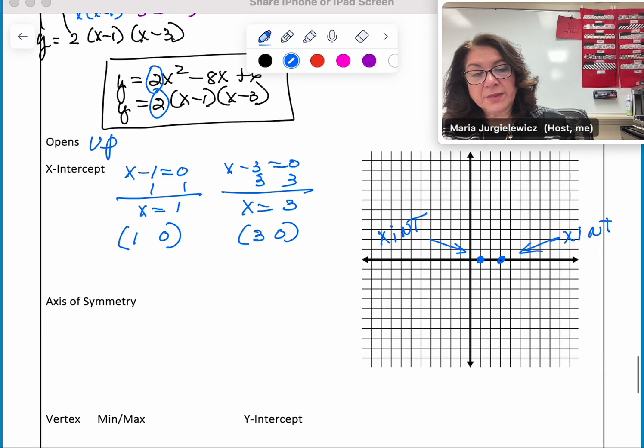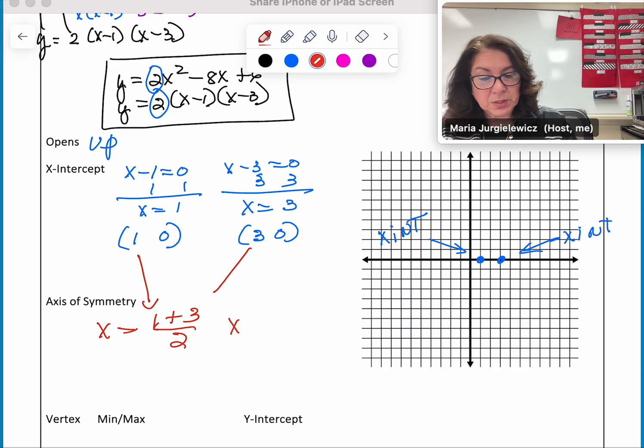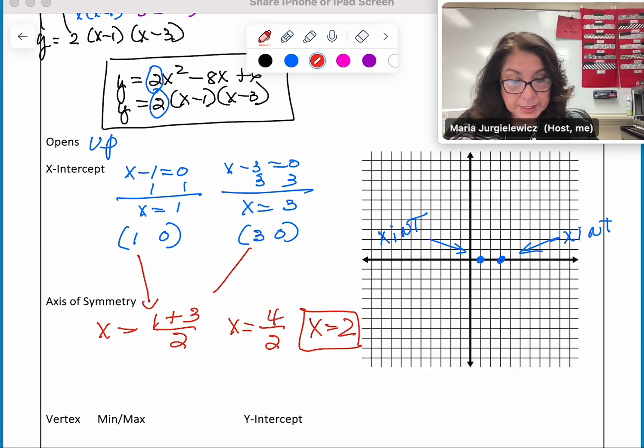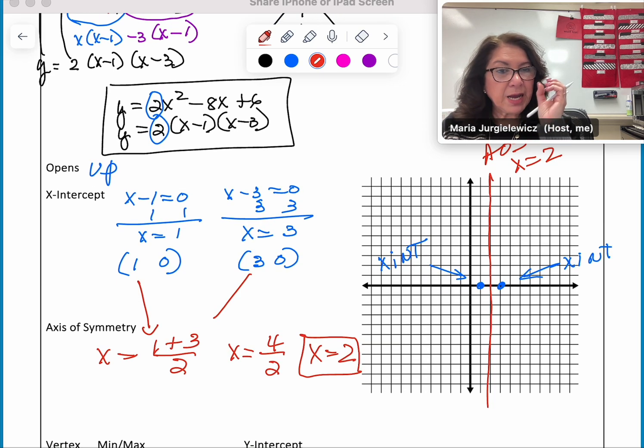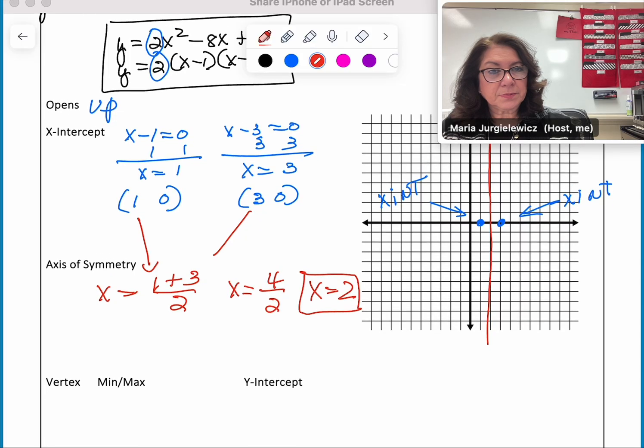And now I need to find the axis of symmetry. For the axis of symmetry, we're going to take those values, 1 plus 3, and divide by 2. Well, 1 plus 3 is 4, divided by 2. 4 divided by 2 is 2. That's how I have to write it, and it's this line going this way, right in there, that's my axis of symmetry. X is equal to 2. Notice that it's right smack in the middle of those two dots.